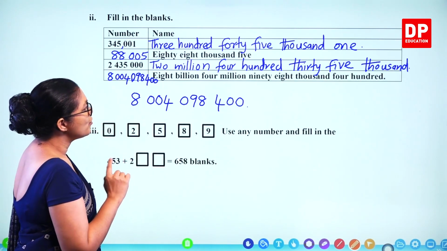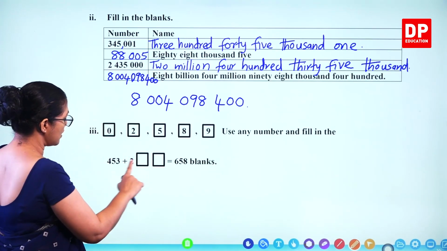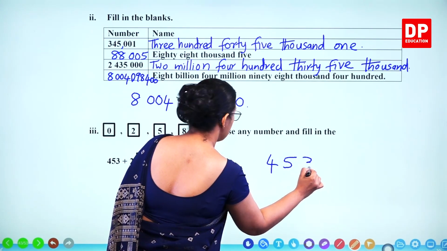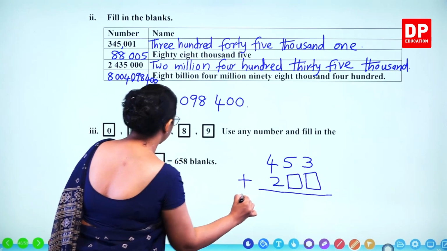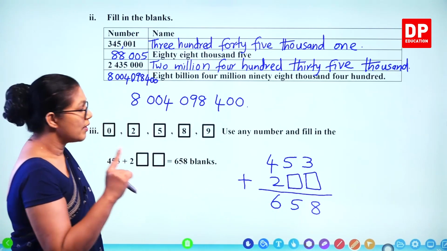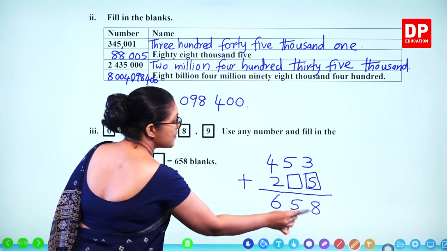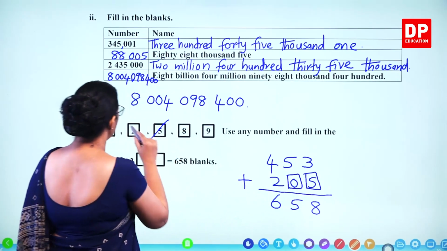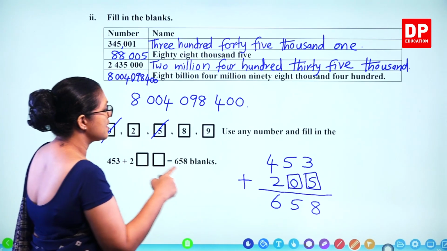Then part 3, use any number and fill in the blank. 0, 2, 5, 8, 9. So this is addition. So we have to write in a column and see. 453 and you get 2 digits here. When you add it, you get 658. So to get 8, you have to add 5 here. 5 plus 3, 8. So you have to add 0 to get 5. And 4 plus 2, that's 6.